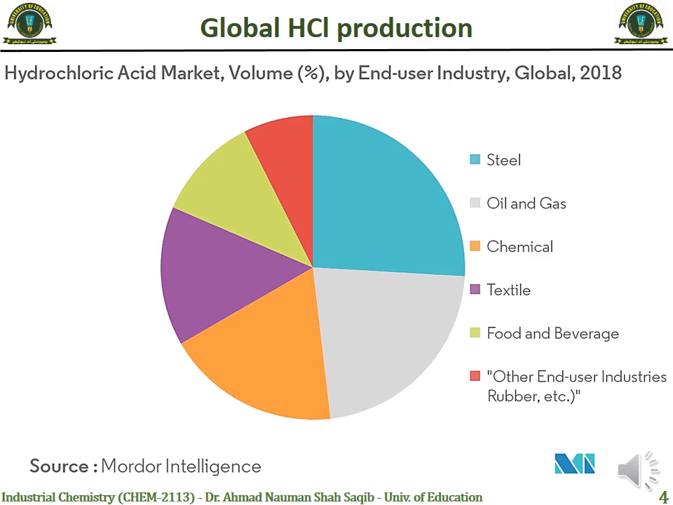So when we have an overview of the hydrochloric acid market considering end user industry globally, this is the report that was published in 2018. We see that the majority of HCl is used in the steel industry and in the oil and gas industry. Almost 45% of HCl used worldwide is consumed in these two industries. And then there is a big share of HCl used in the chemical industry and in the textile industry, and also a significant portion used in food and beverages. There are also some other applications, for example the rubber industry. It is because of these widespread applications of HCl in various industries that its demand is growing every year worldwide.